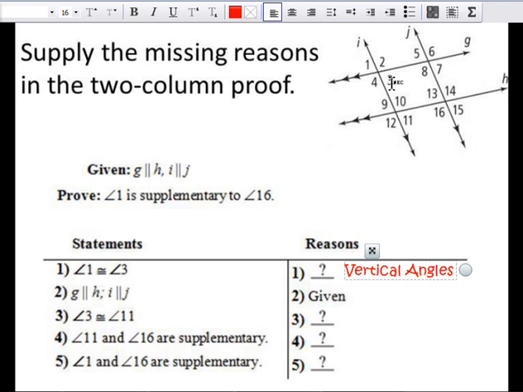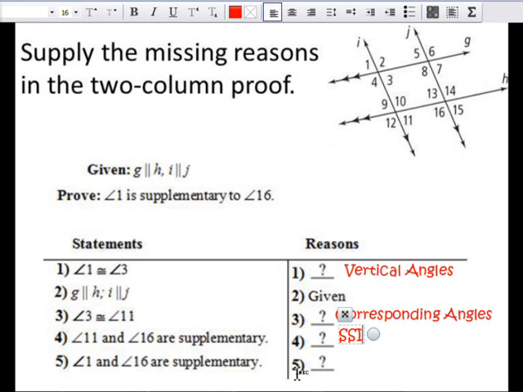3 is congruent to 11. Well, if G and H are parallel, 3 is congruent to 11 because they are corresponding angles. Same location, different intersection. Corresponding angles. Okay. Then 11 and 16 are supplementary. 11 and 16, same side of the transversal and on the inside of 2 lines, so that is same side interior. I'm going to go ahead and abbreviate it at that time.